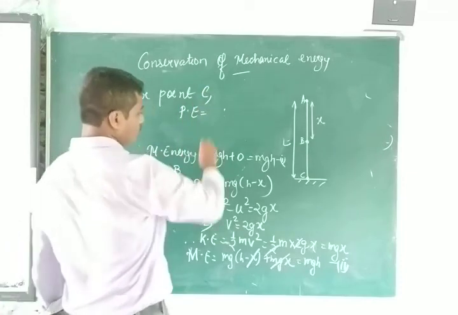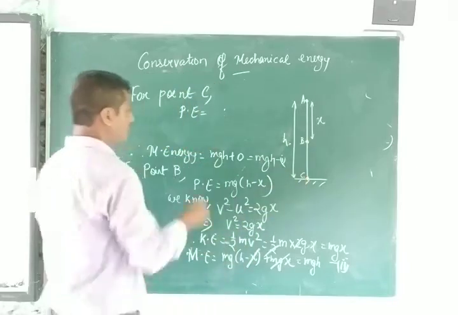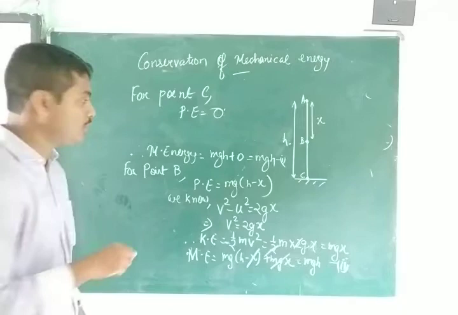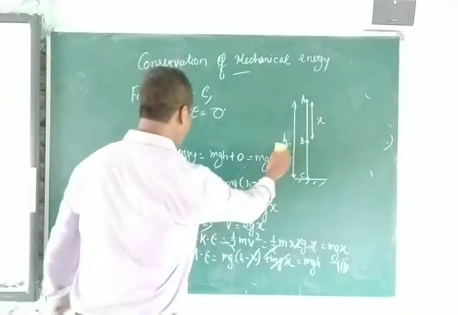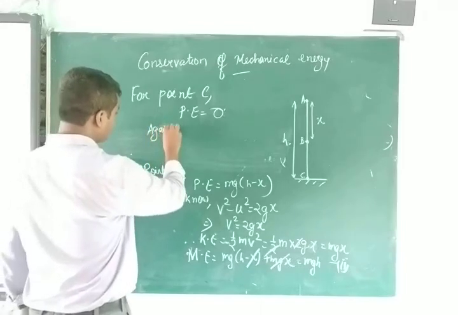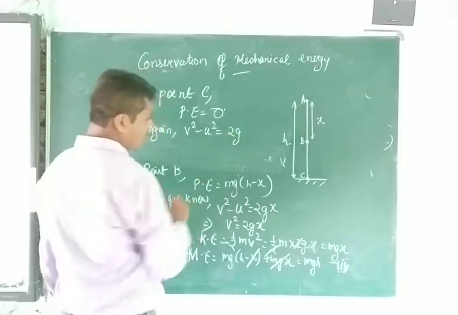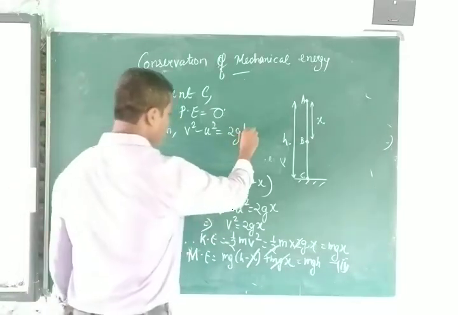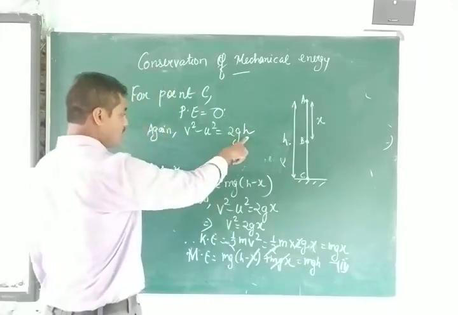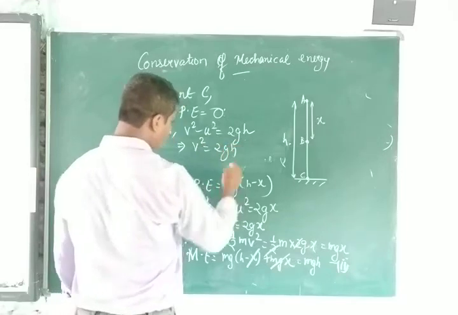Let me do it for point C. Potential energy: since it is going towards the ground, it is almost reaching the ground at point C, so potential energy will be equal to 0 because there is no height at all. Then what will be the value of the kinetic energy? Again, v squared minus u squared is equal to 2g times the displacement. How much will the displacement be? From point A to point C, it is h. Again, initial velocity is 0, so v squared will be equal to 2gh.